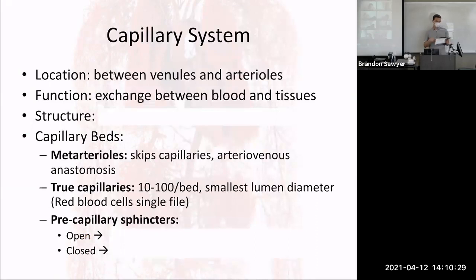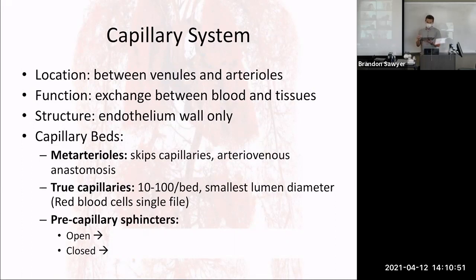Okay, so the function of the capillaries is this is where all the exchange happens, right? This is really where the most important part of the vascular system occurs, which is diffusion of nutrients, diffusion of gases, diffusion of waste products. Okay, the structure of these little guys is endothelium only, right? So just that intima layer is all that's here.